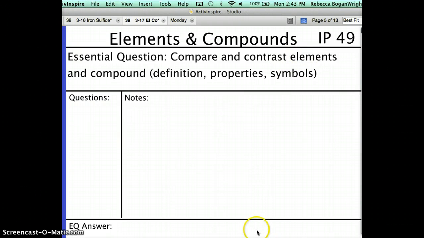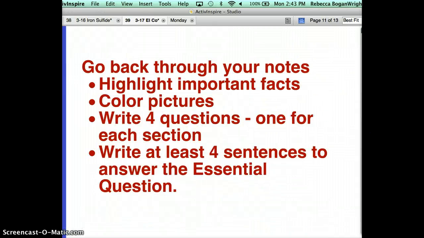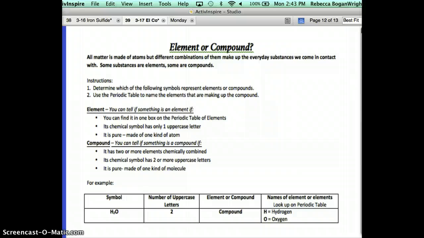And I will see you tomorrow after you have done IP 49 and you have also started OP 49. This is your homework tonight, determining if something is an element or a compound just by looking at the symbols. Read this as a review, and complete OP 49 by tomorrow. I'll see you then.